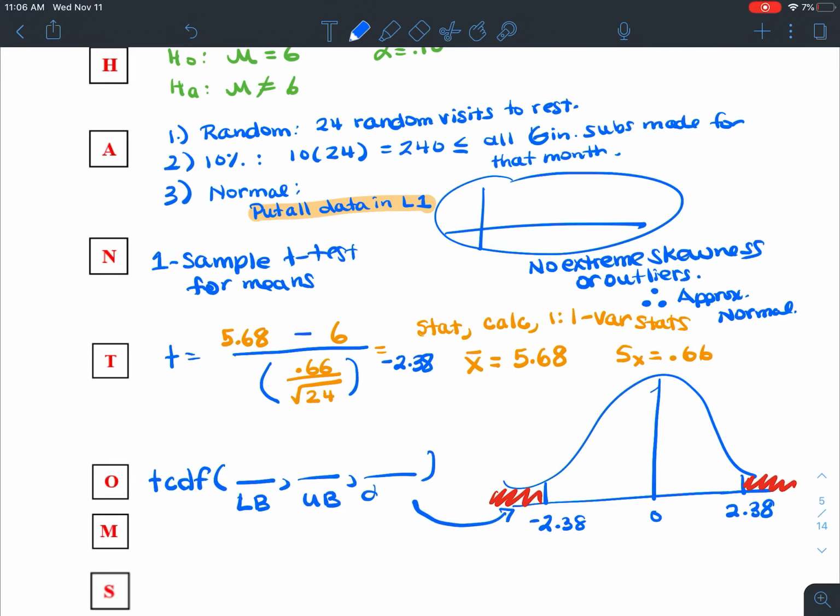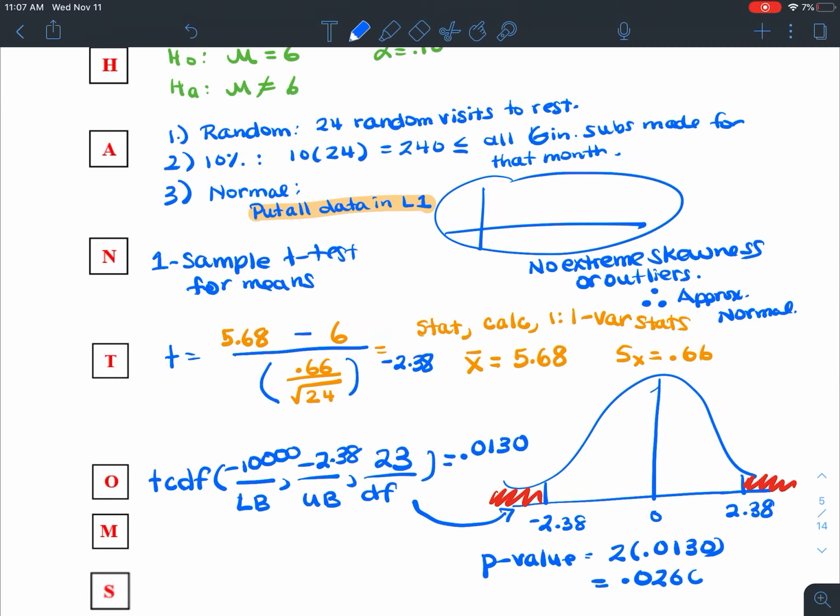Lower bound, upper bound, degrees of freedom. Need those labels underneath. Degrees of freedom, remember that's n minus 1, that's 23. At first it comes out 0.0130, but keep in mind that was only one of the shaded areas. So if I'm really wanting to report the p-value, I need to take that shaded area, 0.0130, and multiply it by 2. So my actual p-value is 0.0260.